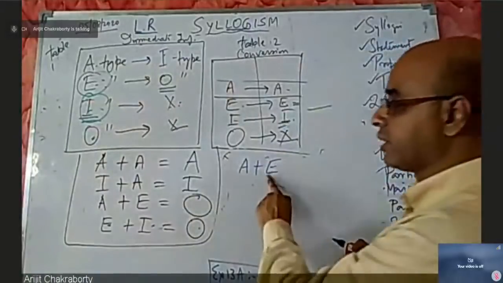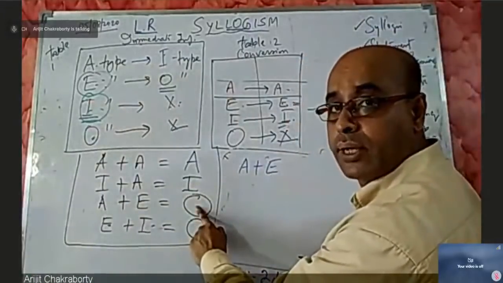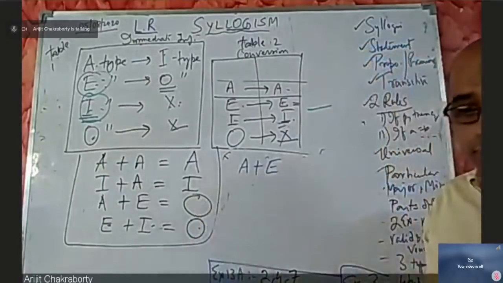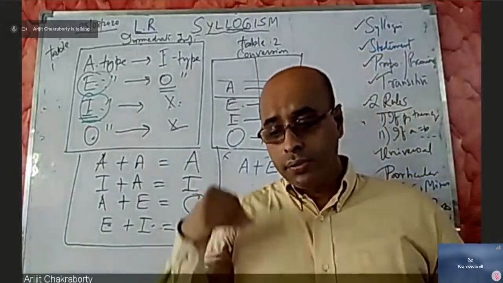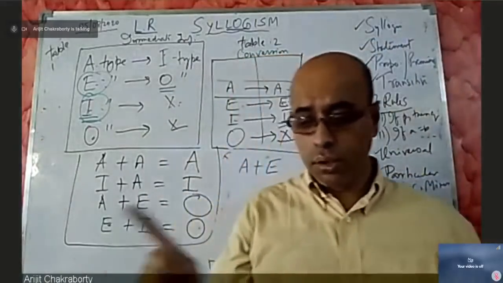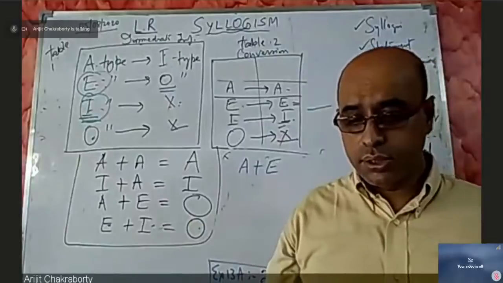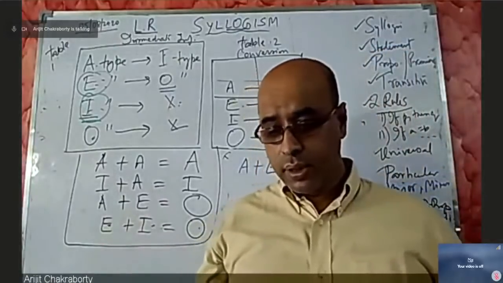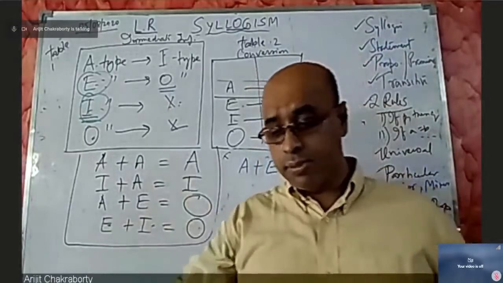A plus E will give you O. Therefore, the conclusion can be drawn from all names are dogs, no dogs are foxes. Here, if you see, the conclusion can be all names are foxes.